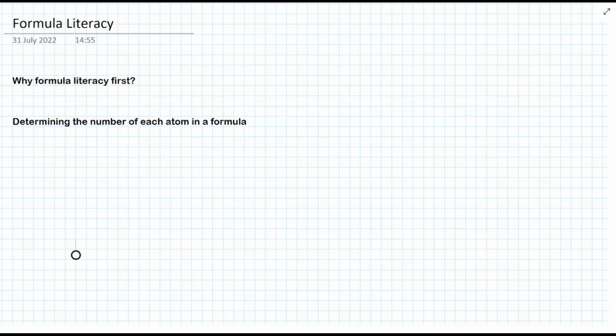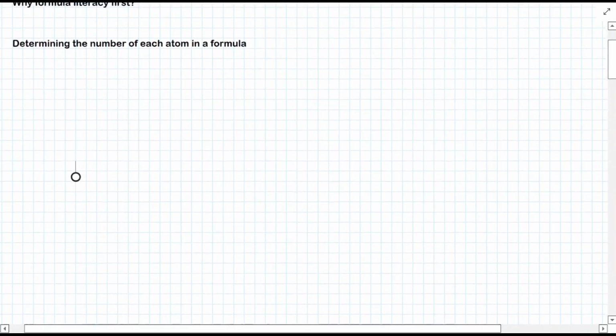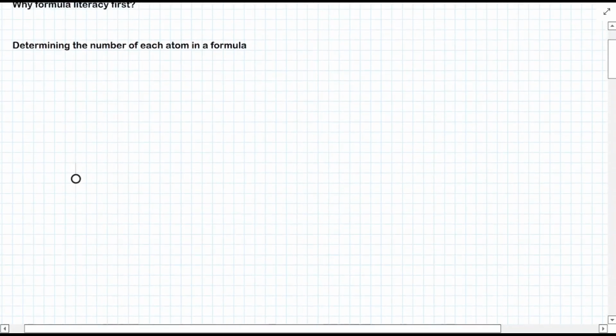So by spending a little time working on this, yes, some of it will be very familiar to you. If you're a successful student at GCSE, hopefully all of this is nice and easy for you, but at least you know you're ready when you're starting A level. So the first thing I'm going to do is we're going to determine the number of each atom in a formula. And these are very, very easy things sometimes.